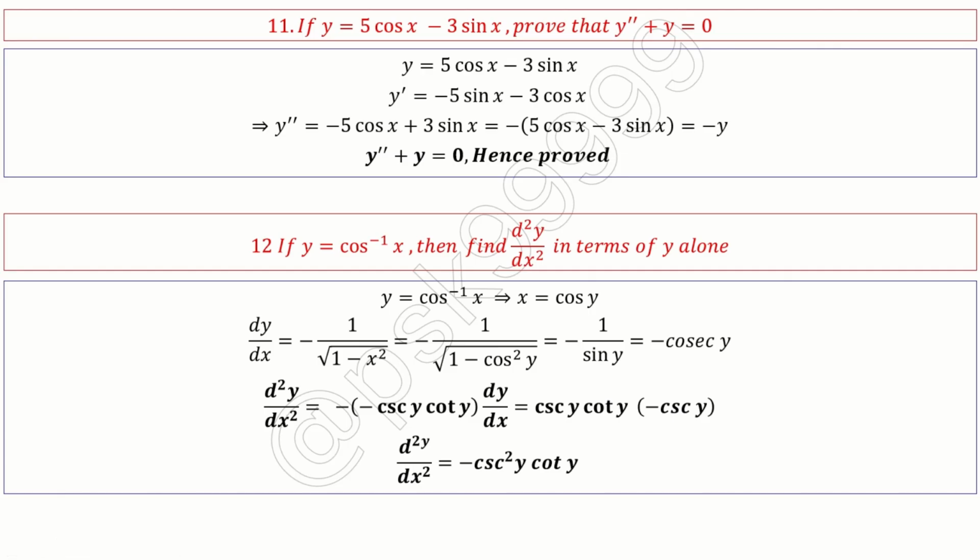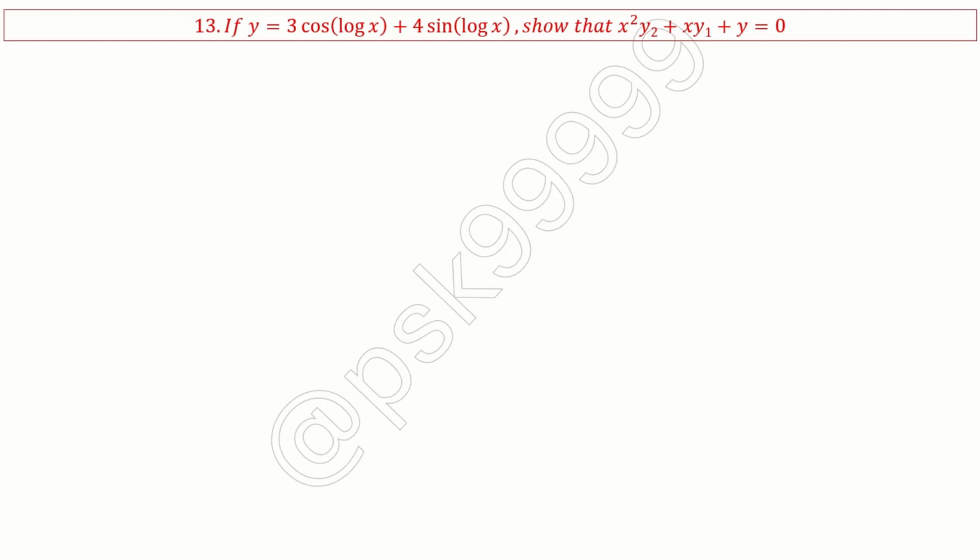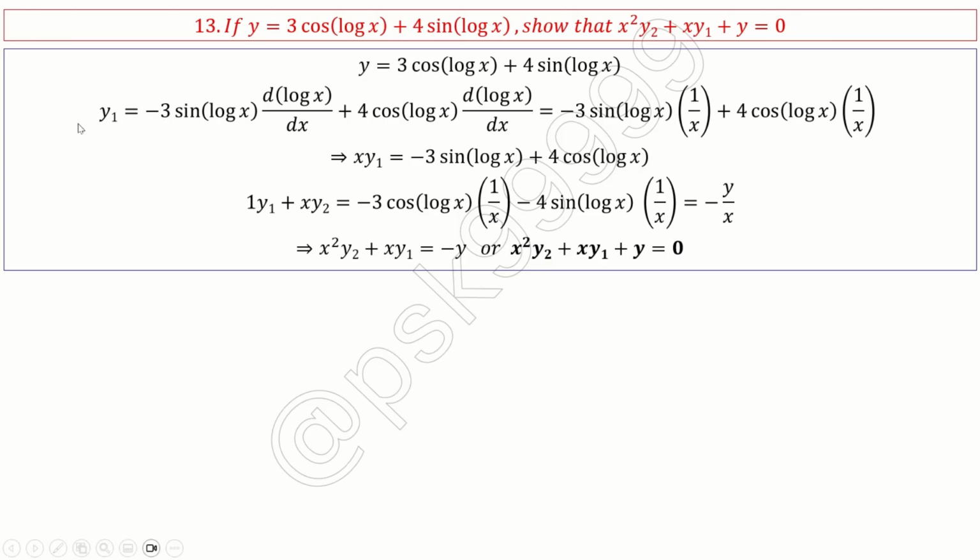Next, y equals 3 cos log x plus 4 sin log x. Show that x square y2 plus x y1 plus y equals 0. This is an interesting one. See, this is the given y. So y dash first; y dash is nothing but y1, the other way of representing it, as I mentioned. Minus 3 sin log x, and log x differentiation is 1 by x, plus 4 cos of log x, and log x differentiation is 1 by x. If I take x to the other side, it becomes x y1 equals minus 3 sin of log x plus 4 cos of log x.